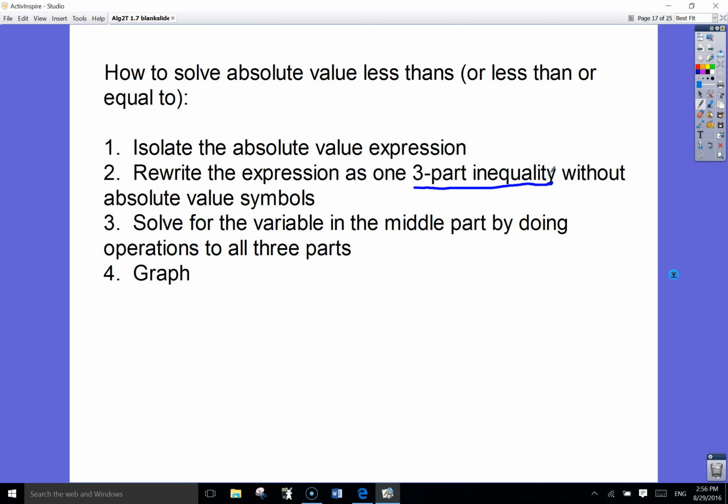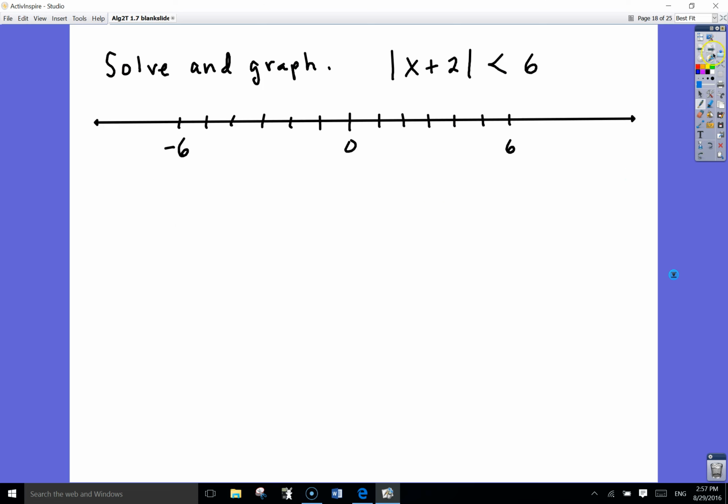If you look at how the solution is done in the book, they're going to be using a 3-part inequality. And increasingly, as you move up the ladder in math classes, 3-part inequalities are just how we do things. So you need to get used to it. Then we're going to solve that 3-part inequality, which has a variable in the middle part, by doing operations to all three parts, and then we will graph it. Again, this may sound a little foreign to you at this point, but when you see it, it'll make more sense. If you need more time copying the slide, then hit pause.